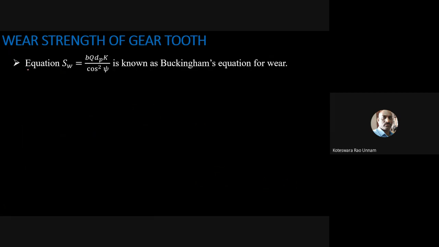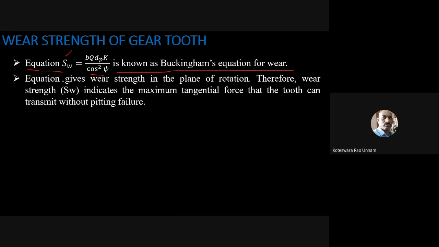So this equation, SW equal to B Q dP K by cos square psi, is known as the Buckingham equation for wear. The equation gives the wear strength in the plane of rotation. Therefore, wear strength indicates the maximum tangential force that the tooth can transmit without pitting failure. So due to wear there is a failure; we'll call that failure a pitting failure. Pitting action will be there, and because of that the gear is going to wear out and fail.